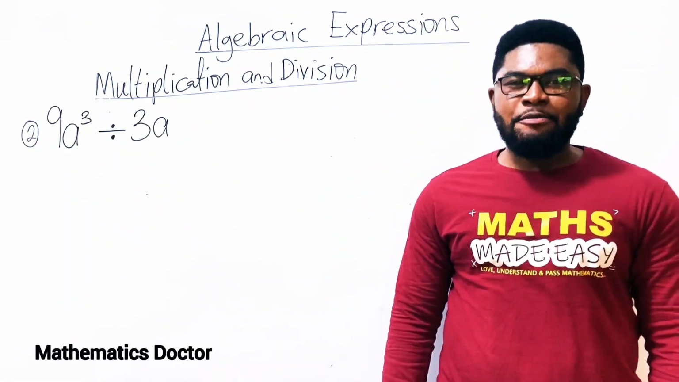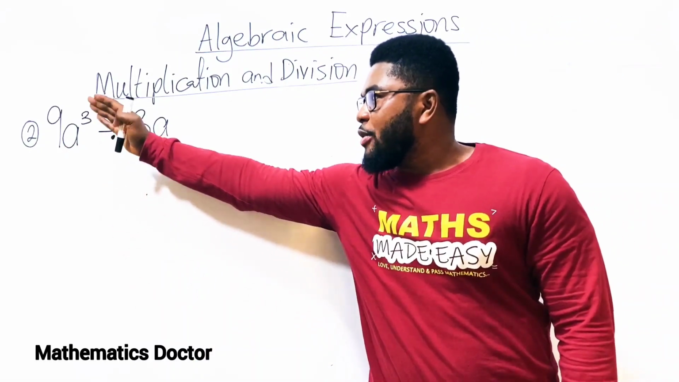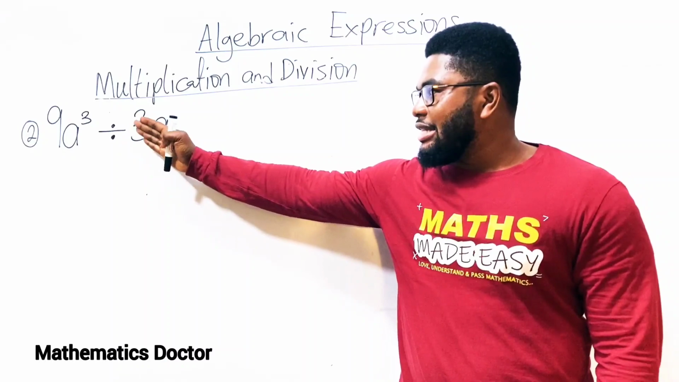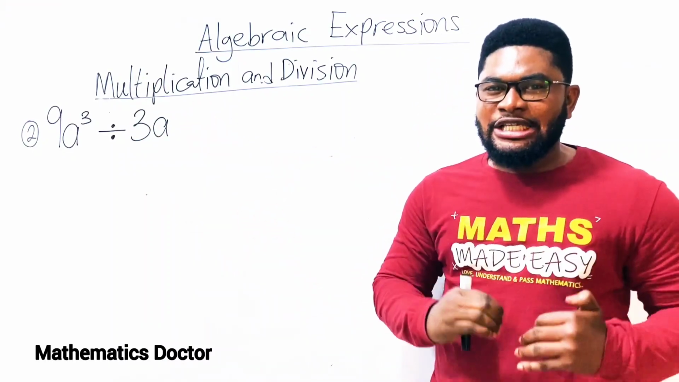Our second example under the division will be 9a raised to the power 3 divided by 3a. Now you can rewrite it in the numerator and the denominator format.